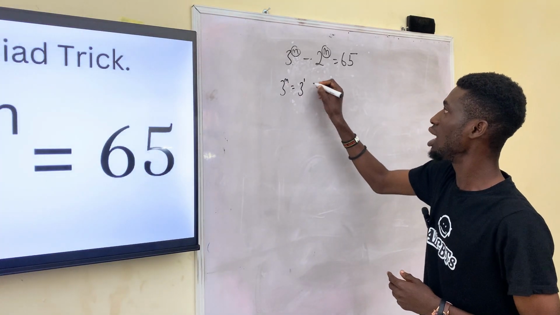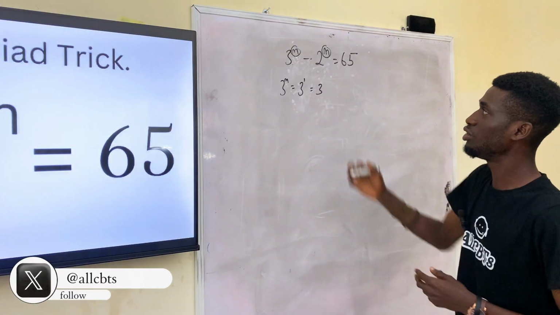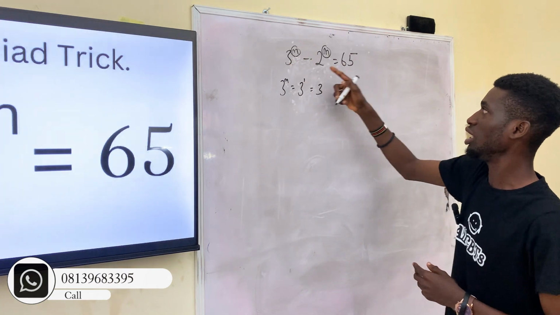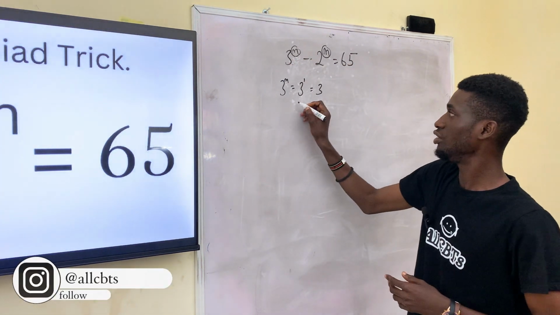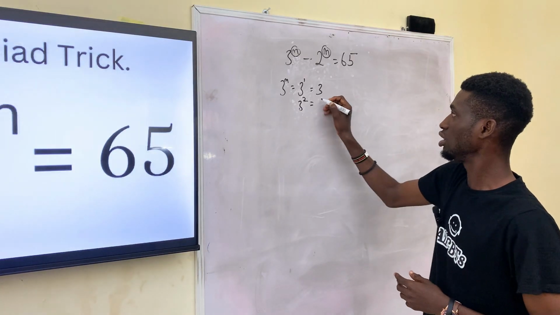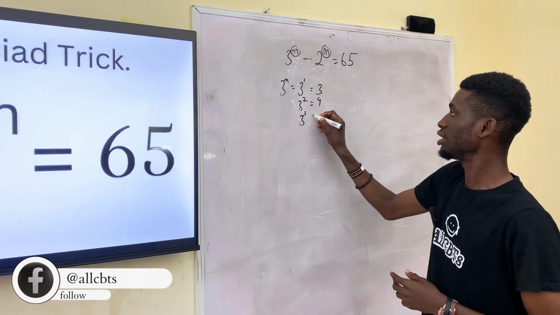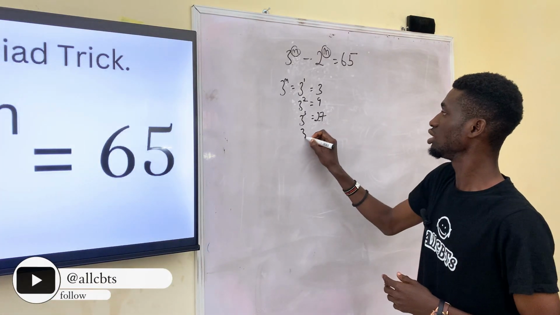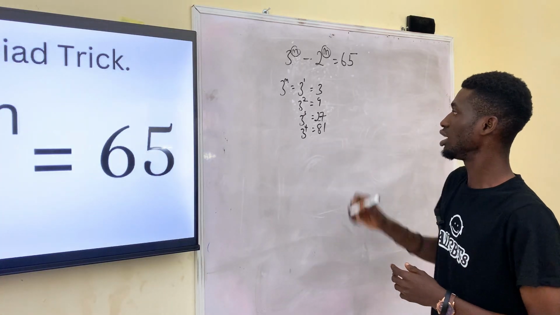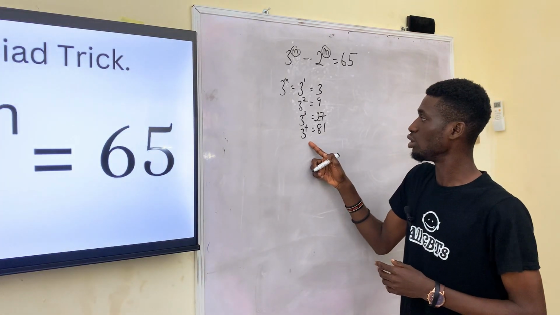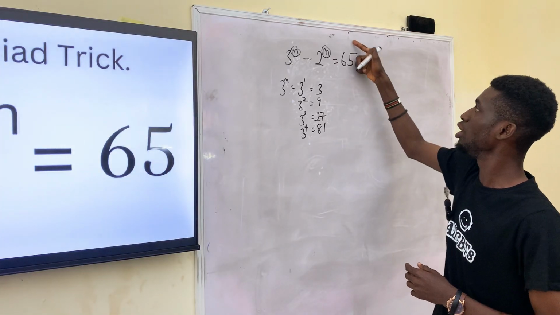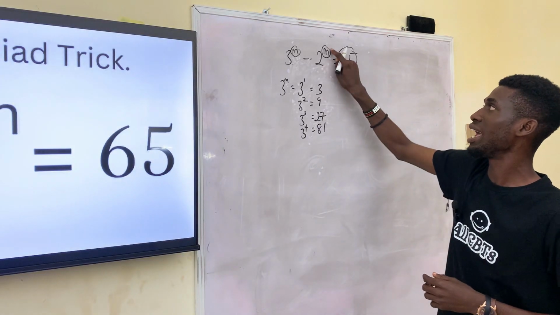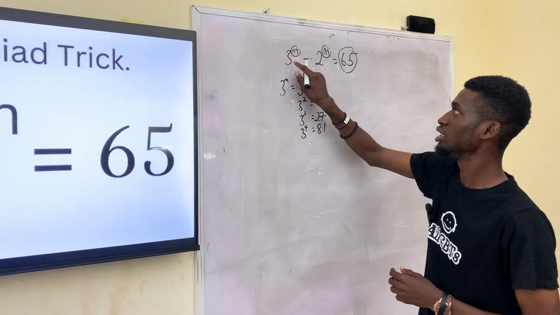If I say 3 raised to power 1, that will give me 3. Let's see if we can find a value of m such that the power of 3 is close to 65. Then 3 raised to power 2 gives me 9, 3 raised to power 3 gives me 27, and 3 raised to power 4 gives me 81. Now, 3 raised to power 4 is more than our answer, 65. But don't forget, 2 raised to power m is to be subtracted from 3 raised to power m.